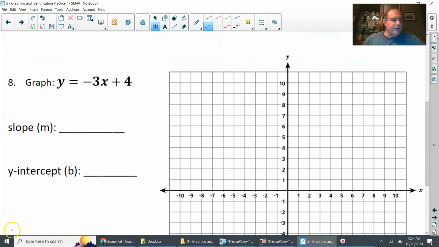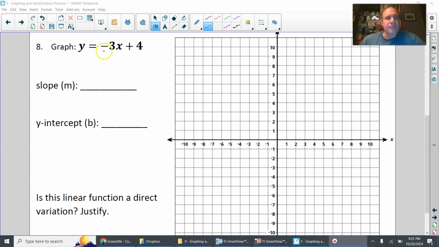Now we have y equals -3x plus 4 that we have to graph. Here we go. We're going to identify the slope first. And there we go. We put the 1 underneath, right? Because it's a whole number. So it's -3/1. That's the rise. The rise is going down because it's a negative, and the run is going to the right. The y-intercept is the b, which is the 4.